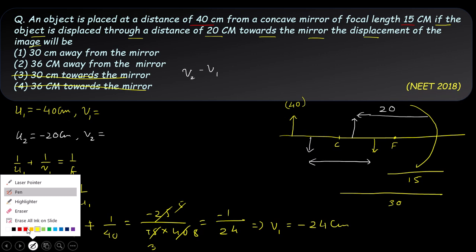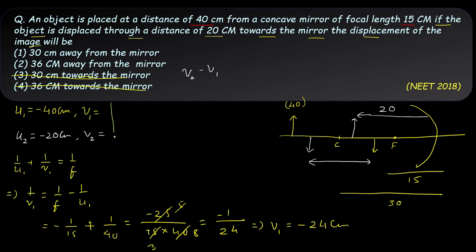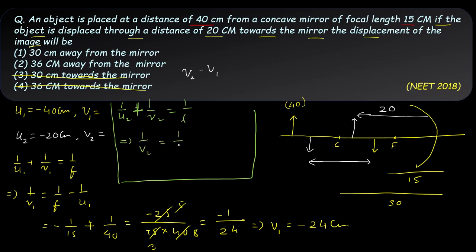Now let's calculate the final position of the image. When the object is at a distance of 20 centimeter, at that time we will apply the mirror equation, which gives something like this. Again, we will put the values with proper sign convention. So this will be equal to 60 minus 4 plus 3, which will be minus 1. So it will give me v2 equal to minus 60.